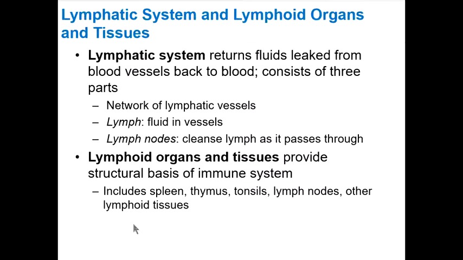And in the second part of this chapter, we'll look at the lymphoid organs and tissues. These include the spleen, thymus, tonsils, lymph nodes, and other lymphoid tissues. And as you can see here, it's the basis of our immune system.